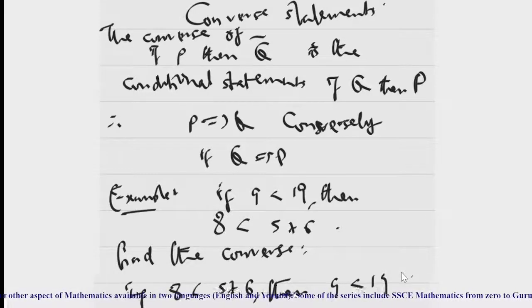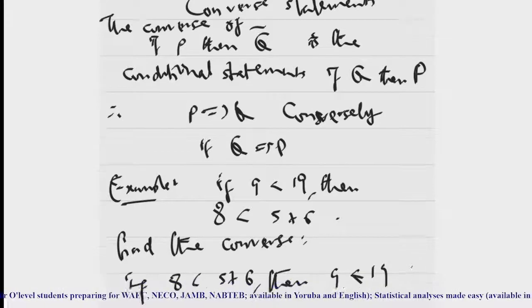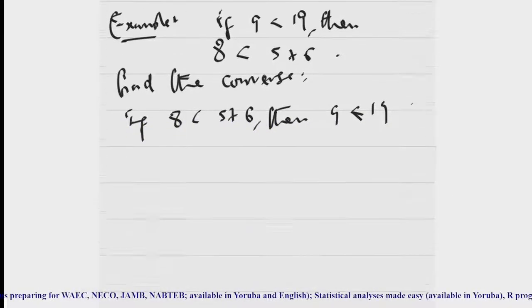Can you quickly say this? Let's say if two triangles are equiangular, then their corresponding sides are proportional. What will be the converse statement? Conversely, we can say if two triangles have their corresponding sides proportional, then they are equiangular.